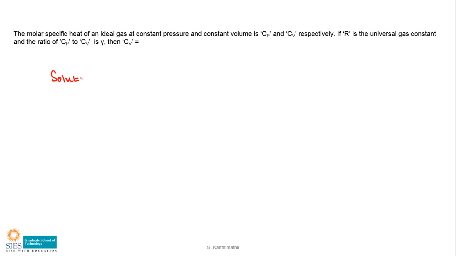We know the formula connecting Cp and Cv. From kinetic theory of gases, we know that Cp minus Cv is nothing but R, which is the molar gas constant. And what is given? The ratio of Cp to Cv is given as gamma, isn't it? So we can write Cp as Cv into gamma. I am just going to substitute Cp as Cv gamma.